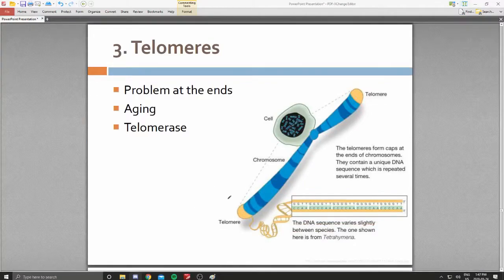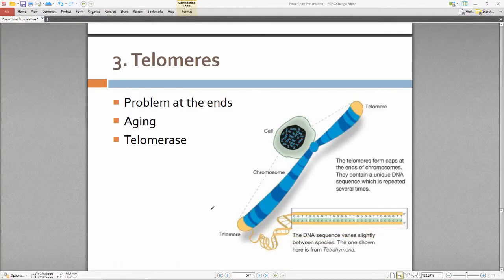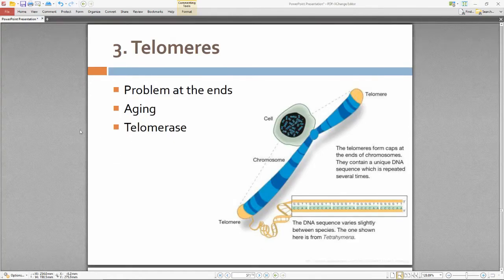Okay, telomeres. There is a problem at the ends of DNA, and it relates to aging. We think it relates to aging, and an enzyme called telomerase. So, does anybody know what telomeres are already?